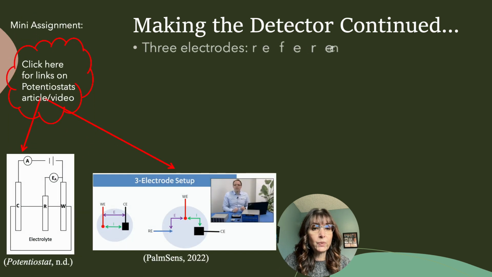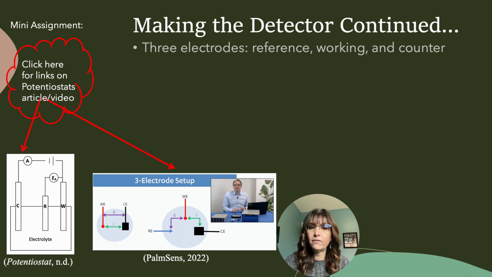Before we get into the 3 electrodes that they used in their machine, I want you to go do a very quick assignment. There's a link in Canvas and on the PowerPoint to an article and a video on potentiostat and electrodes and what they do. So pause the video, go take a look at that, and then come back.